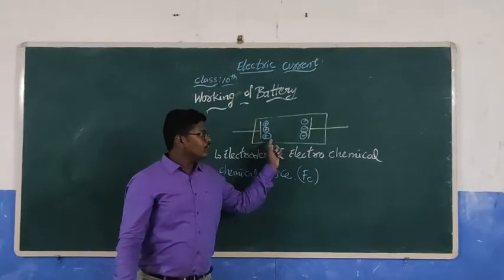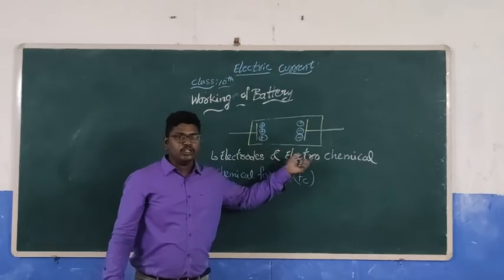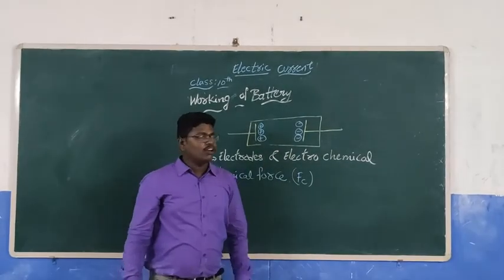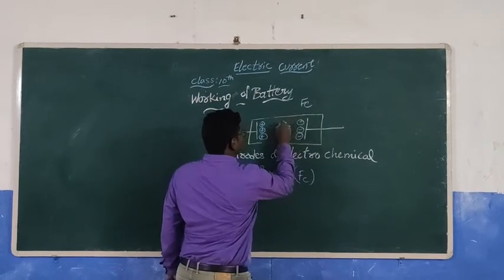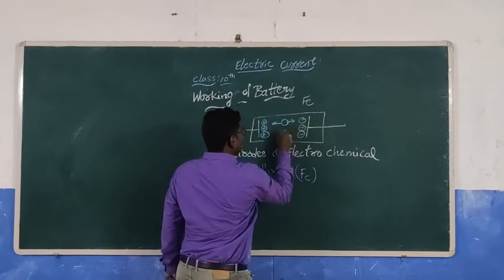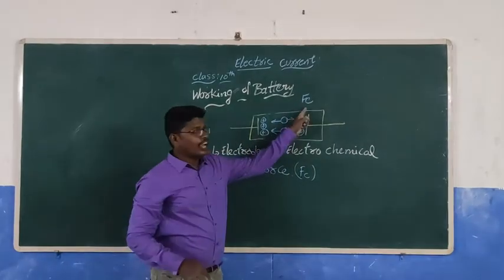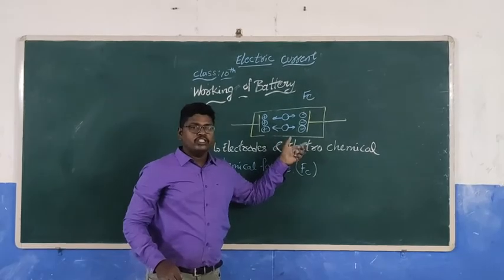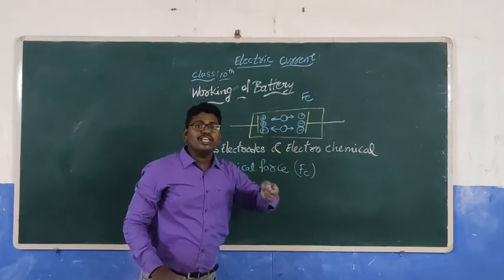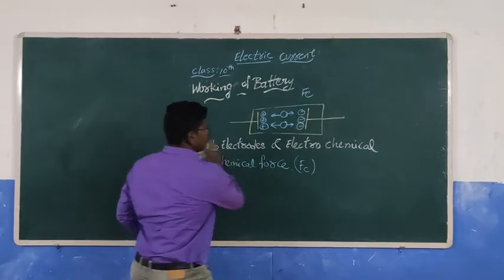So whenever the ions are moved towards positive and towards negative, one more force is developed. That force we can call an electric force. Here the electric force is developed and chemical force is always present. So chemical force is always greater than the electric force. Once I will draw the diagram and I will show.